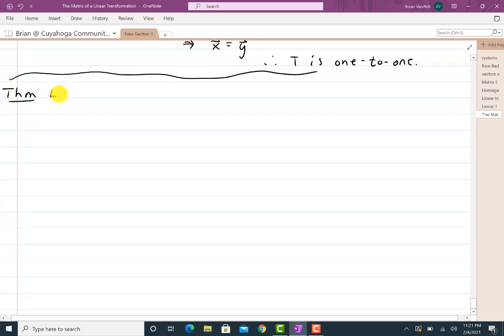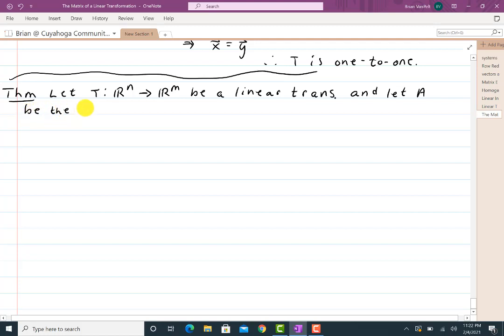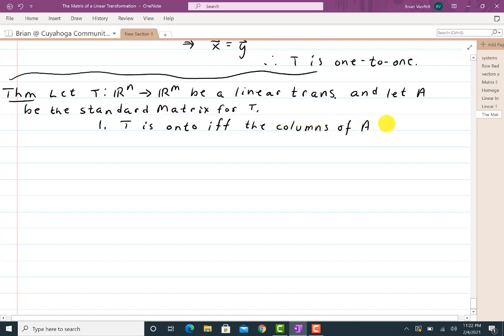Another theorem. Let T from R^n into R^m be a linear transformation, and let A be the standard matrix for T. Part 1: T is onto if and only if the columns of A span R^m.